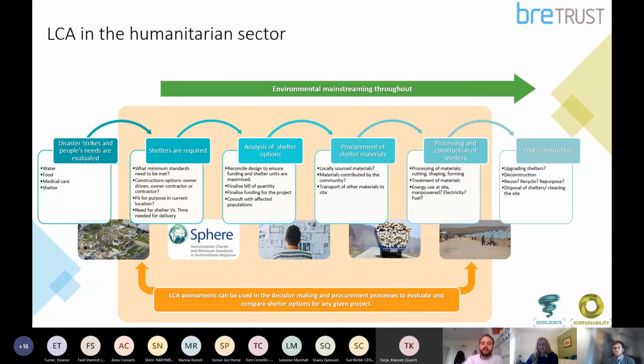The most important part is that the considerations of field practitioners are taken on board and that the overall goal of humanitarian practices is not hindered through the use of LCA concepts within the sector. So I'm going to hand over to Aoife now, who's going to talk a little bit more about LIST and its capabilities.